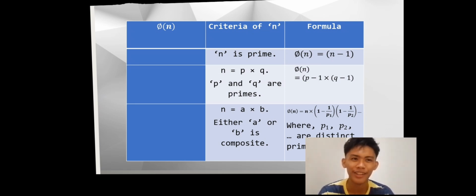And the third case is when n is equal to a times b, and either a or b is composite. So we can use the formula phi of n is equal to n times the quantity of 1 minus 1 over p sub 1 times the quantity of 1 minus 1 over p sub 2, and so on and so forth, where p sub 1, p sub 2, and so on are distinct primes. So for us to understand these 3 cases, let's have an example.